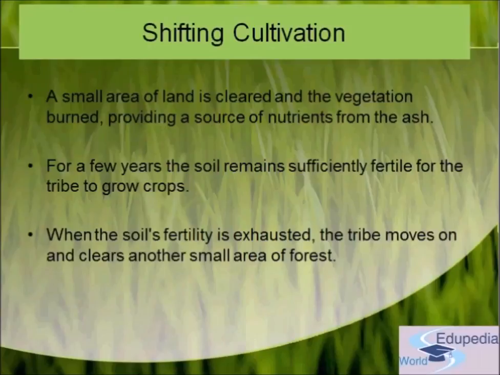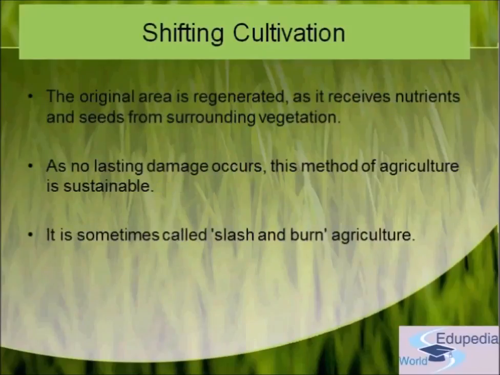For a few years, the soil remains sufficiently fertile for the tribes to grow crops. When the soil's fertility is exhausted, the tribes move on and clear another small area of forest. The original area is regenerated as it receives nutrients and seeds from the surrounding vegetation. As no lasting damage occurs, this method of agriculture is sustainable. It is also known as slash and burn agriculture.